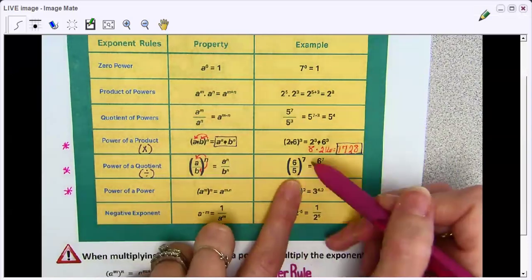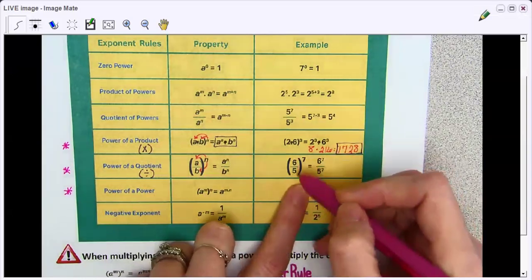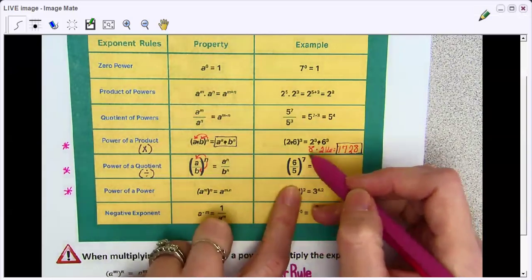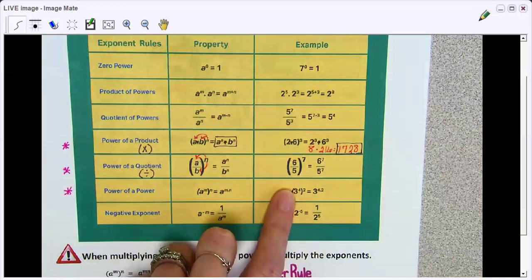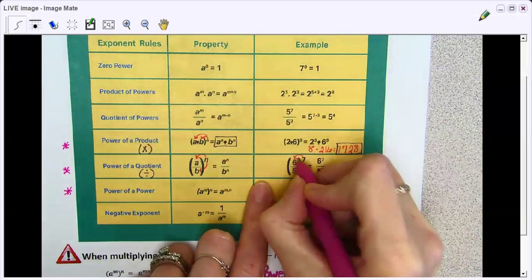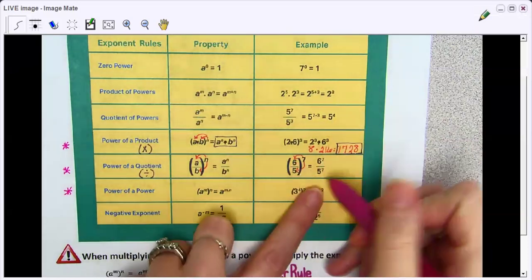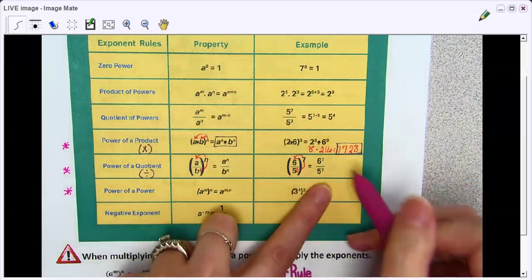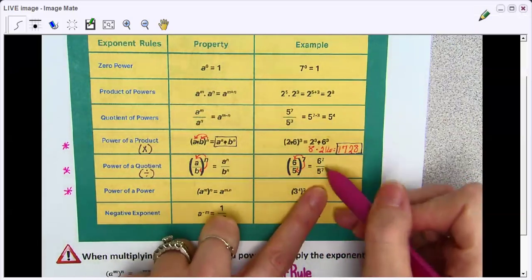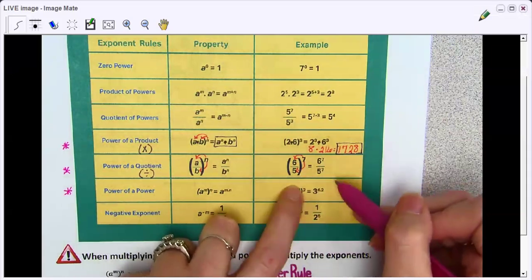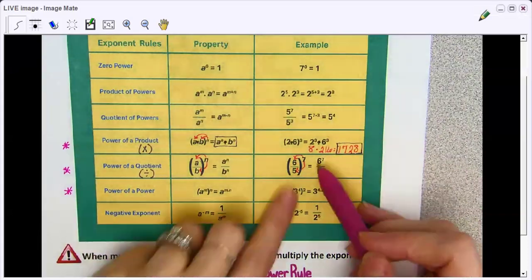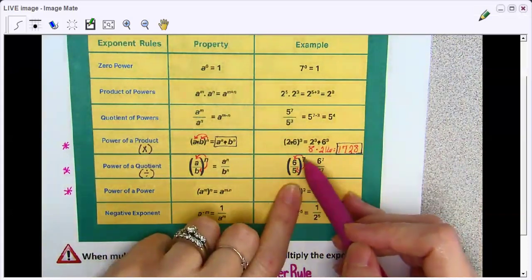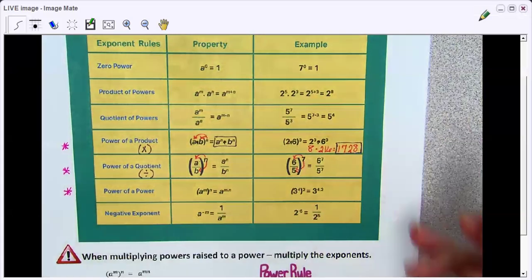Using numbers, we have 6/5 in parentheses raised to the power of 7. That means that you are going to distribute the 7 to both the numerator and the denominator. Now, these are such big numbers that I'm not going to plug these into the calculator and figure them out. But on your homework, you would do that. I do not believe there are any large exponents on the homework that would make it difficult. So just remember that you are distributing the exponent to both terms.